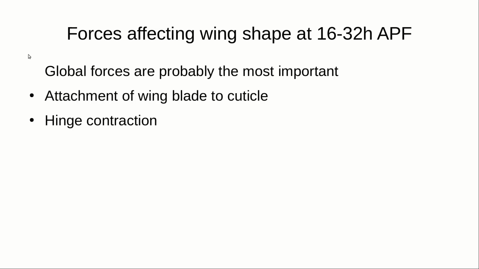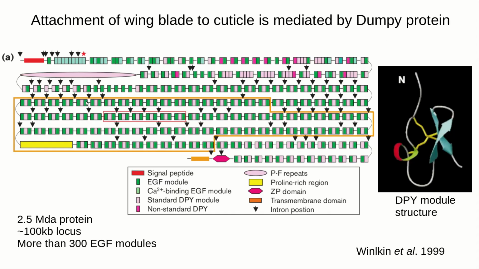As you have already seen, the main forces affecting wing shape at this stage are global forces, mainly the attachment of the wing blade to the cuticle and the hinge contraction. Attachment of the wing to the cuticle is through this protein called Dumpy, which we have already mentioned. It is a very big protein of about 2.5 megadaltons, and its locus is also big, about 100 kilobases.